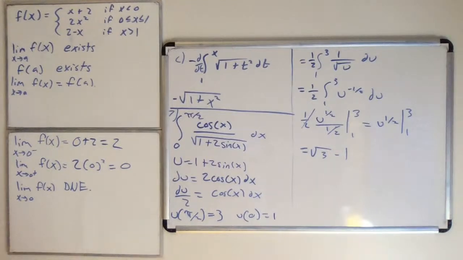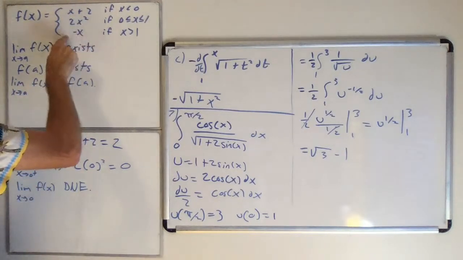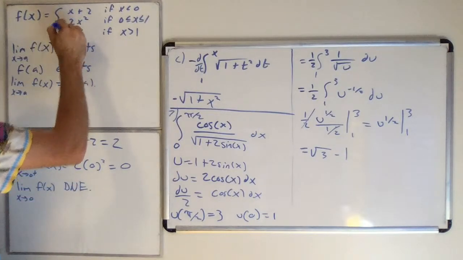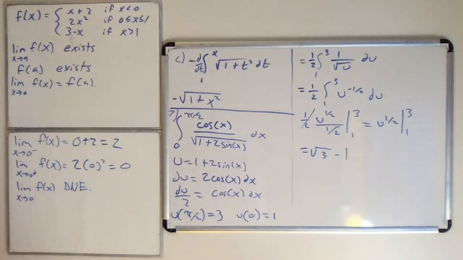Okay, and we'll do the same thing at x equals 1. It's too bad about this question because I'm going to switch this. Okay, this used to be a 2. I'm going to make it a 3 because I don't want it to be discontinuous at both spots.